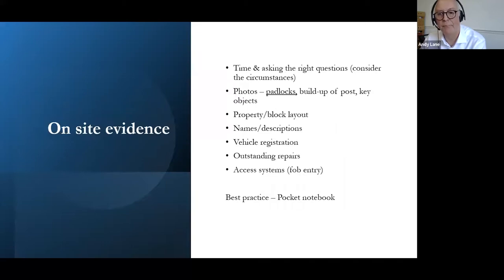Now, looking at the case that we had worked on and at on-site information and evidence, using your time wisely is really important, but so is considering the person's circumstances, because you don't know how the person got there in the first place. It's really important to give that person the time, and they'll also build up that trust with you, because if it doesn't happen then, it might happen later.